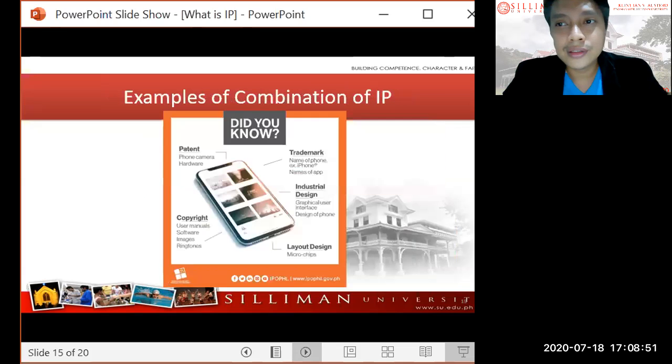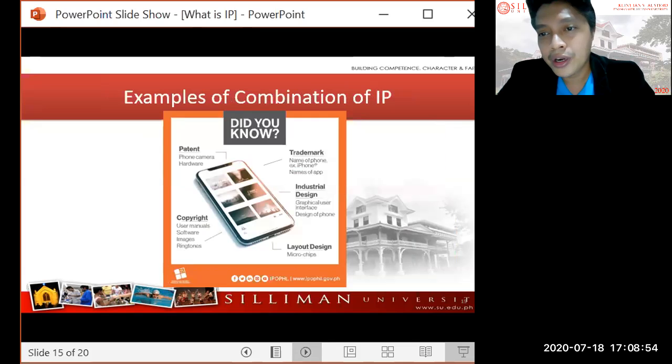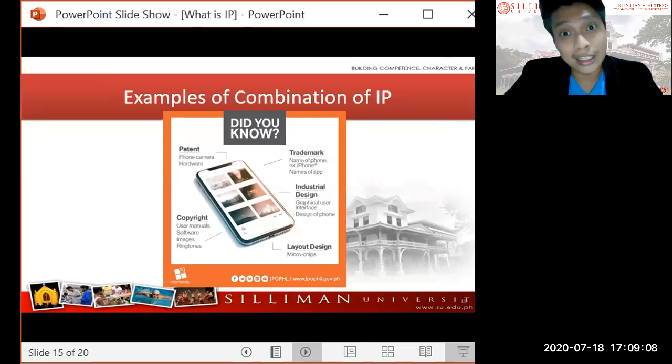So the next one, here is a picture of a combination of different IPs. In your cell phone, you can see that many intellectual properties can be applied to a gadget. Let's say, for example, a cell phone. What are patents there? A cell phone, you can patent the hardware or the phone, cameras, the technology itself. So it's protected through patents.